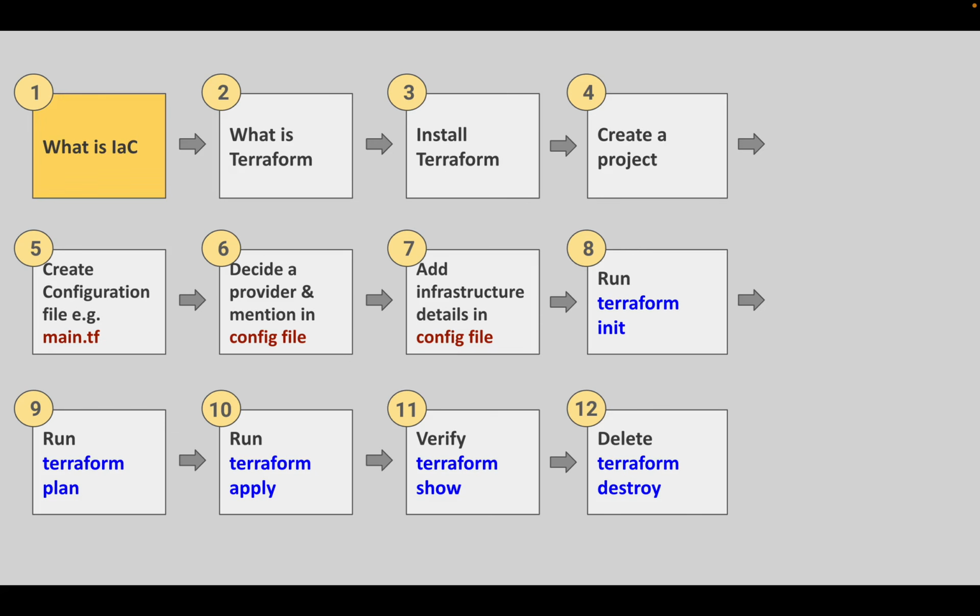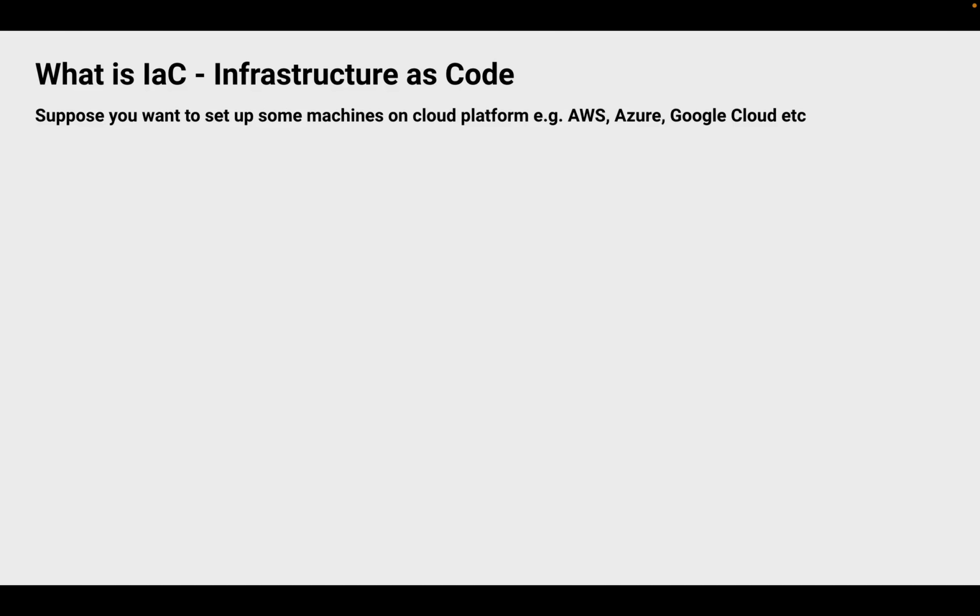Let us first start with what is IAC or infrastructure as code. Okay, now let's say you want to set up some infrastructure like some virtual machines or databases or any servers on some cloud platforms like AWS, Azure, Google Cloud Platform, etc.